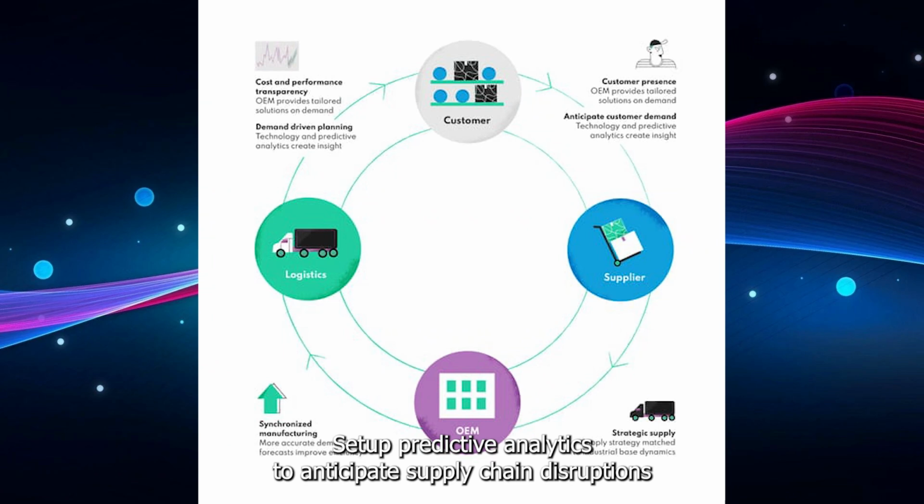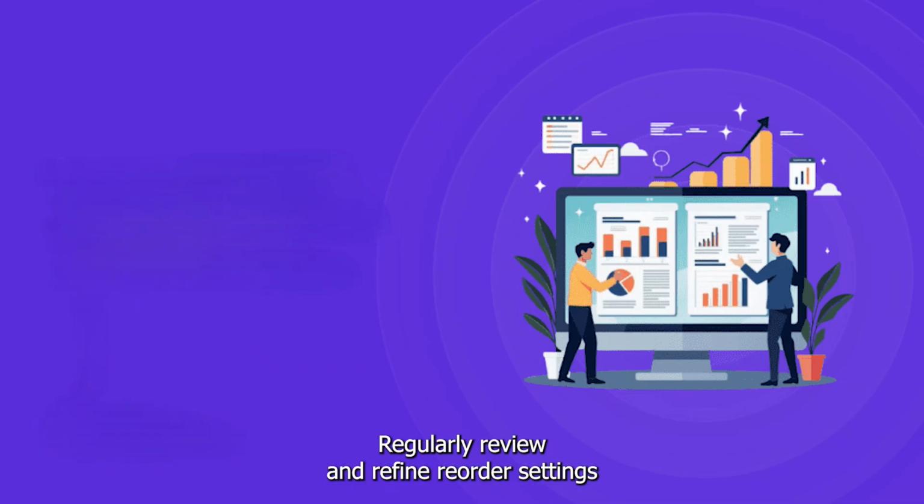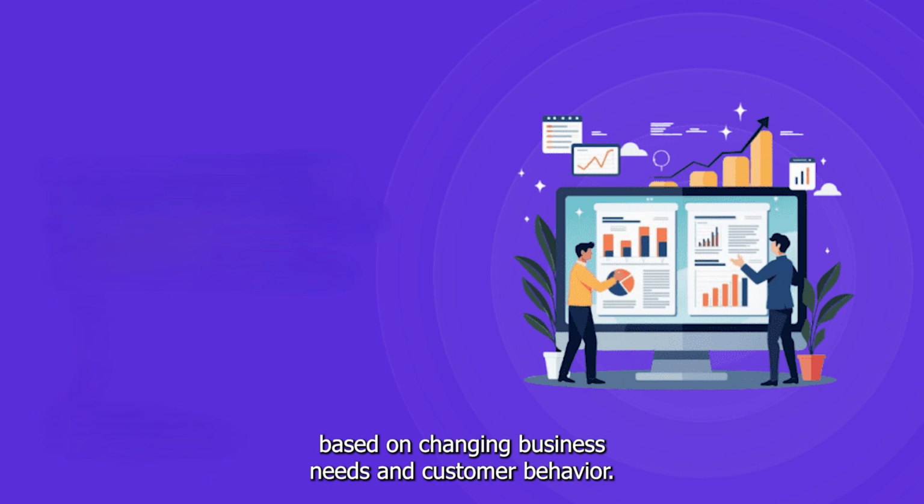Set up predictive analytics to anticipate supply chain disruptions and adjust inventory levels accordingly. Regularly review and refine reorder settings based on changing business needs and customer behavior.